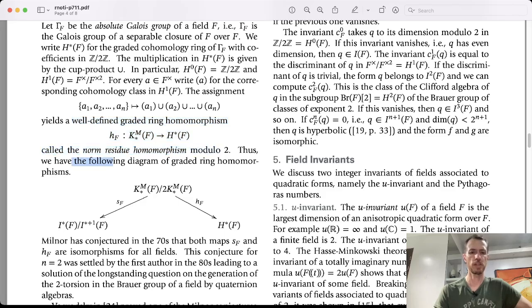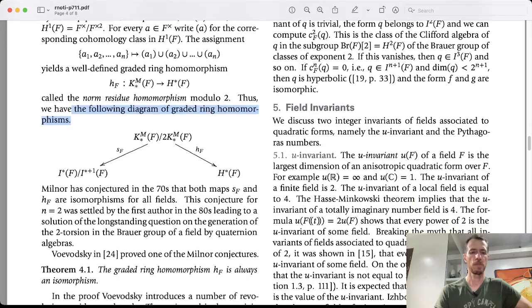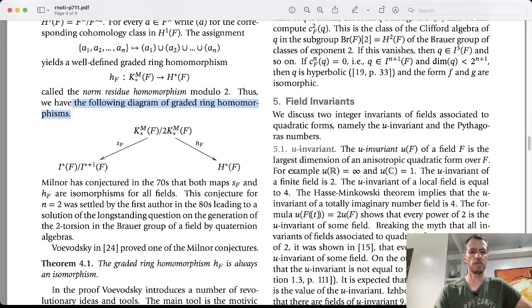Thus we have the following diagram of graded ring homomorphisms. K_M^*(F) mod 2 maps via s_F to I^*(F) mod I^(*+1)(F), and also maps via h_F to H^*(F). Milnor has conjectured in the 70s that both maps s_F and h_F are isomorphisms for all fields.